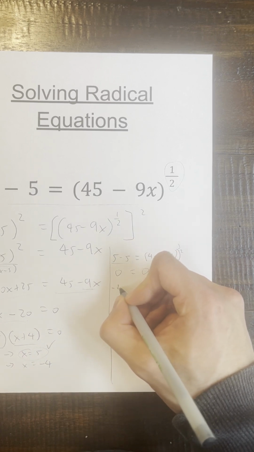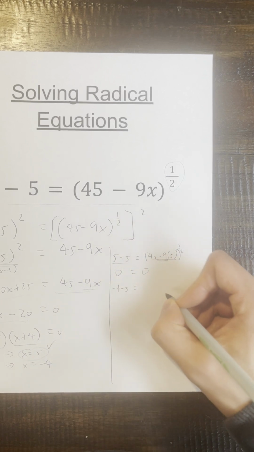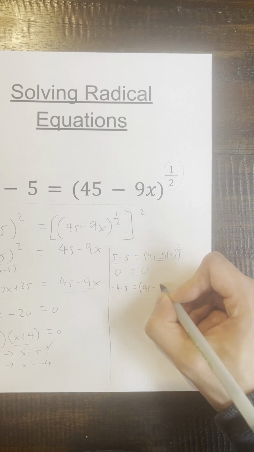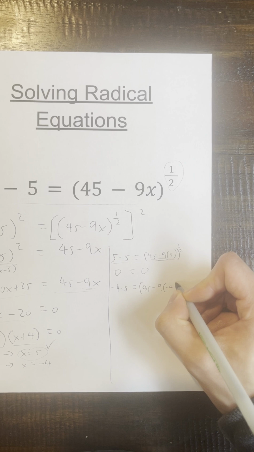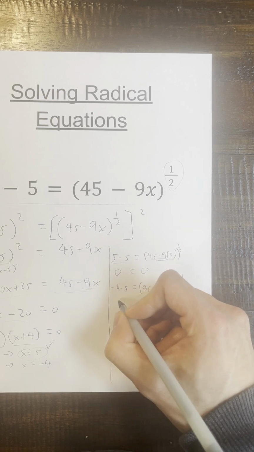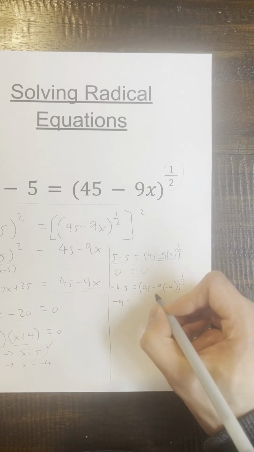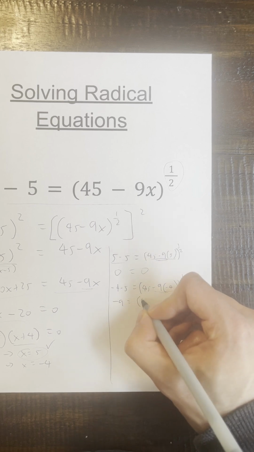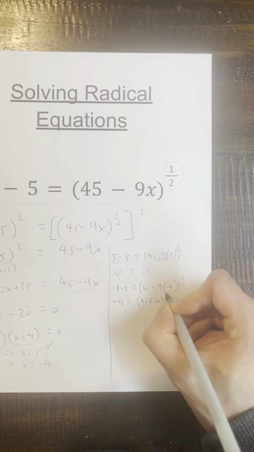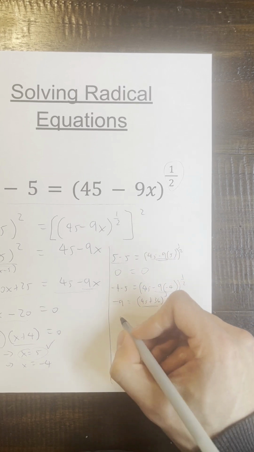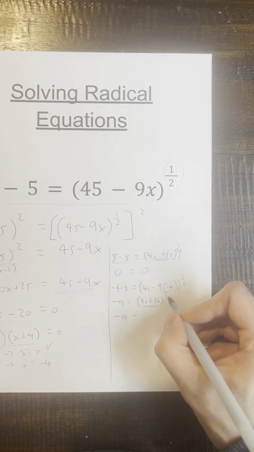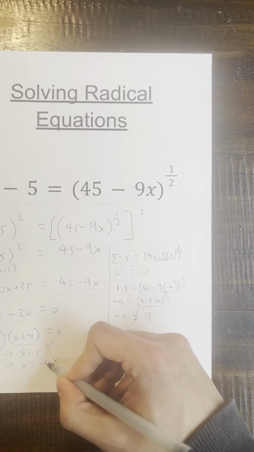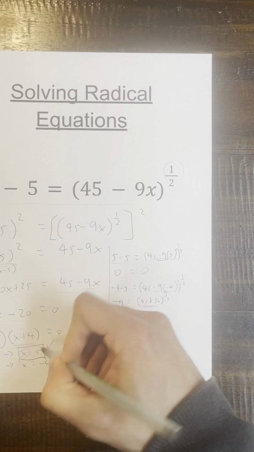How about negative 4? So negative 4 minus 5, let's double check if that's equal to (45 minus 9 times negative 4) to the power of 1/2. So this is negative 9. And then 45, this becomes plus 36. 45 plus 36 to the power of 1/2. So this is 81. What's the square root of 81? Square root of 81 is 9. So no, this is not a solution. So our only solution here is x equals 5.